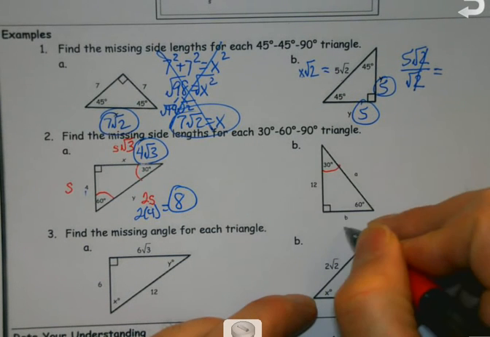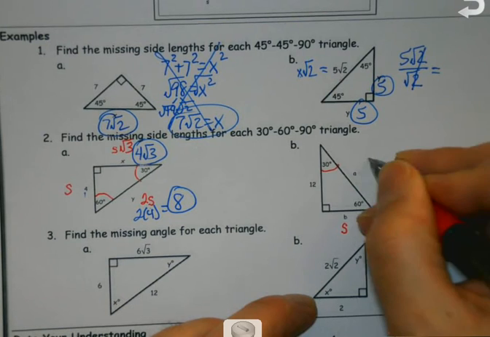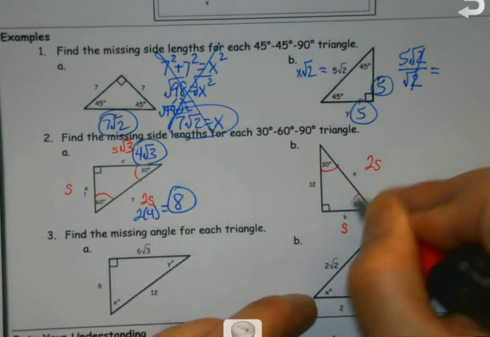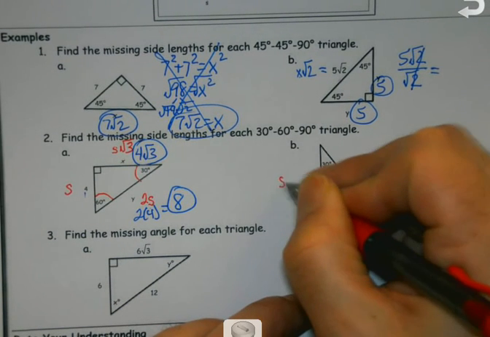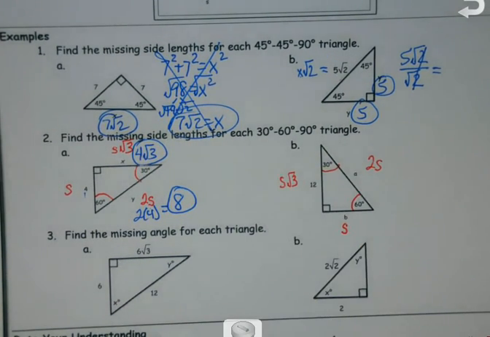Okay, short side, hypotenuse. Yes, I'd rather leave it that way and not go to a decimal or anything like that, absolutely, because that gives us an exact answer that way.